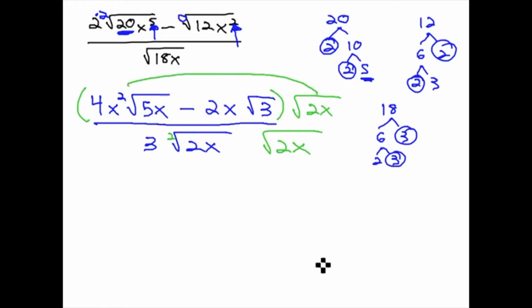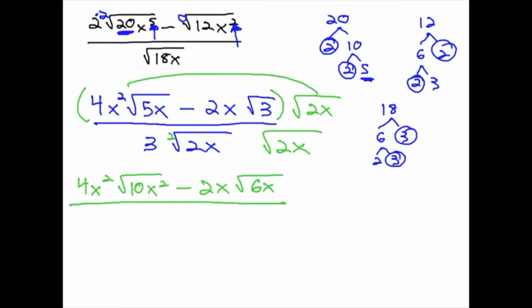and distribute. 4x squared outside's unchanged. Square root of 5 times 2 is 10. X squared, minus 2x outside unchanged, under the square root is 6x, over, there's a 3 outside the radical. A pair of 2's pulls a single 2 outside of the radical. And a pair of x's pulls a single x outside the radical, and nothing is left inside the radical.